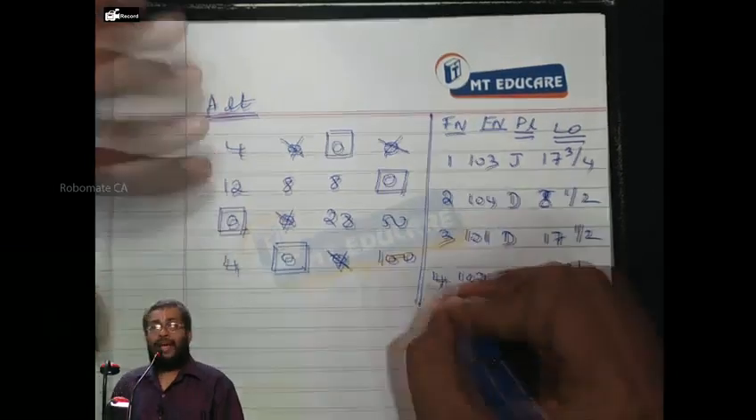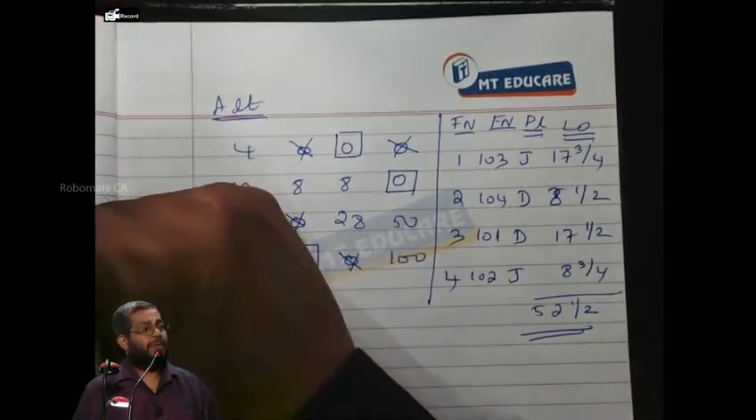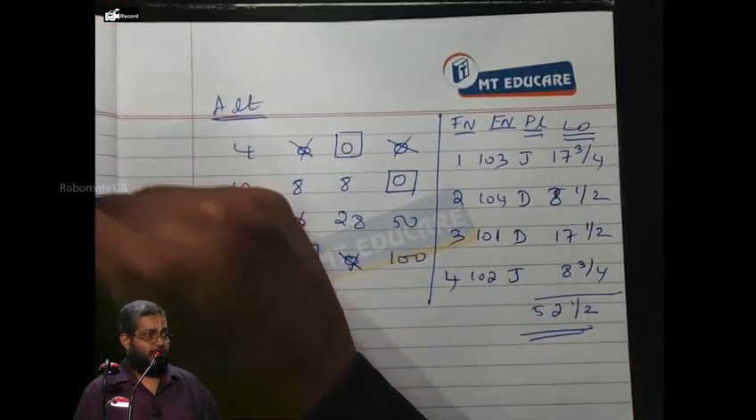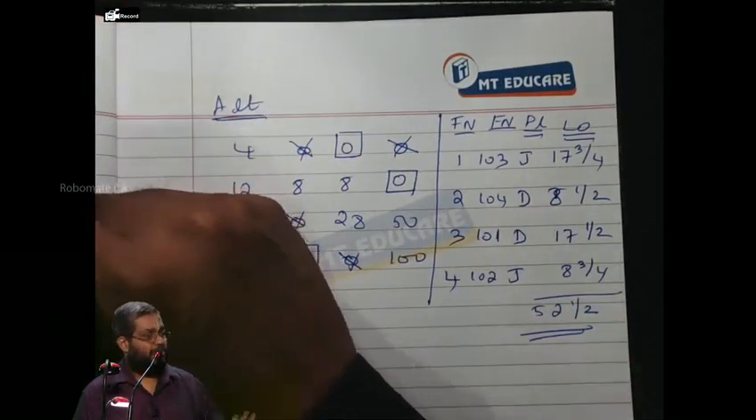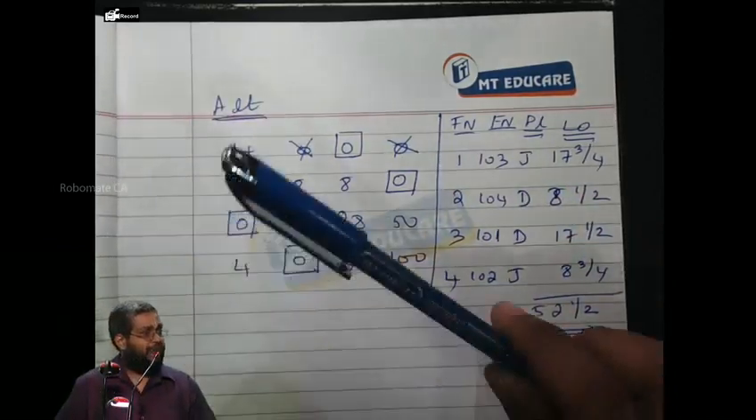52, 1 by 2. There exists another pairing that gives me the same minimum layover time. So the problem is having more than one good solution, said to be having multiple optimal solutions. Everybody, do you have clarity, or have you all copied along with me or not?